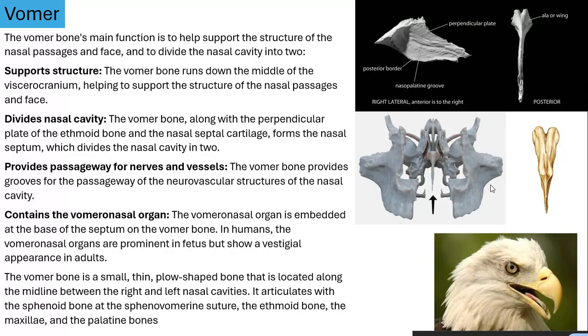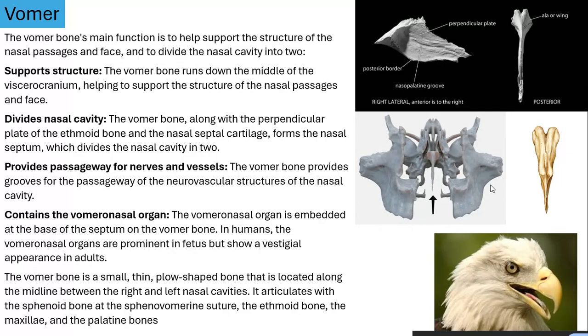Contains vomeronasal organ. The vomeronasal organ is embedded at the base of the septum on the vomer bone. In humans, the vomeronasal organs are prominent in the fetus but show a vestigial appearance in adults. They are much more prominent in the fetus, but show a vestigial appearance in adults. It looks like a more sophisticated version of a fetal version.